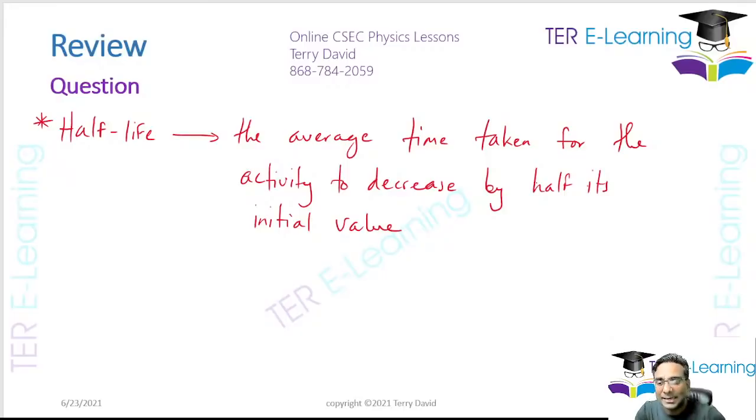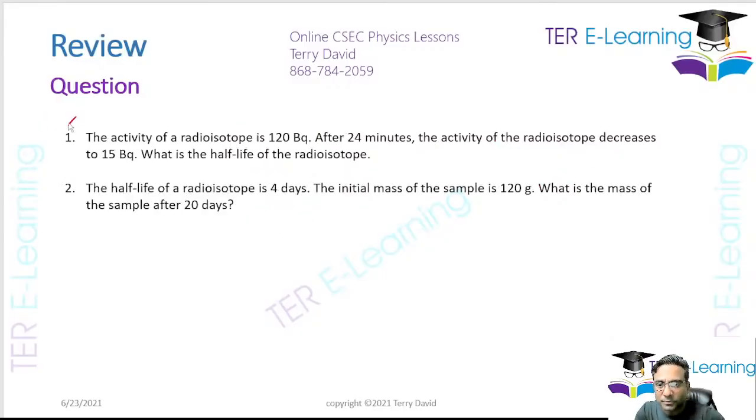Now, let's look at this first question here. The activity of a radioisotope is 120 becquerels. Activity could be measured in s to the minus 1, per second, or sometimes you see a unit called the becquerel. So the activity of a radioisotope is 120 becquerels. After 24 minutes, the activity of the radioisotope decreases to 15 becquerels. What is the half-life of the radioisotope?